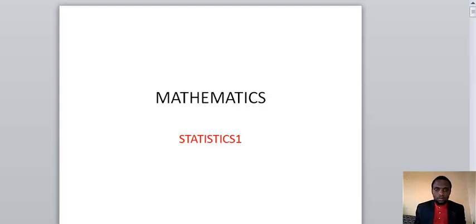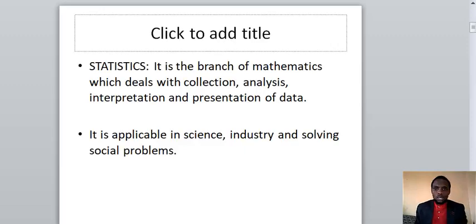Statistics. When you talk about statistics, we talk about the branch of science or of mathematics which deals with collections, analysis, interpretations, and presentations of data. And it is applicable in different fields. It's applicable in science, even we have its industrial applications, and we also use it to solve some social problems.